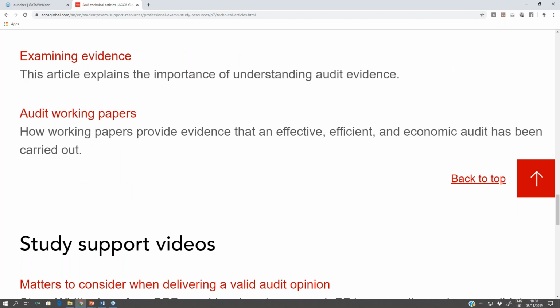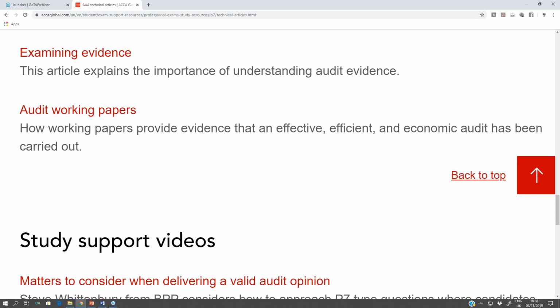And then see the last one, examining evidence. A lot of times the students have issues about how to write evidence in the exam paper. Have you ever read this article, examining evidence? Have you ever gone through it? If I can get your feedback, how many of you have ever read this article, examining evidence? If you read this article, you will be amazed to know how to write evidence.